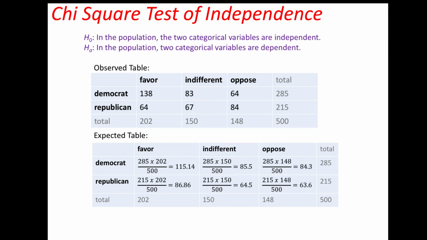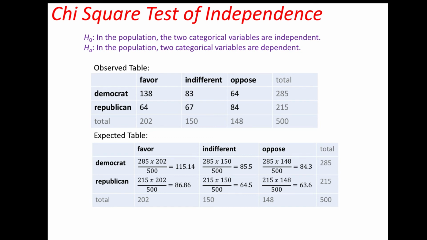So to demonstrate, here's the table and all of those values. So these are now your expected values. So these are the observed values. For Democrat in favor is 138 compared to the expected value for Democrat in favor is 115.14.